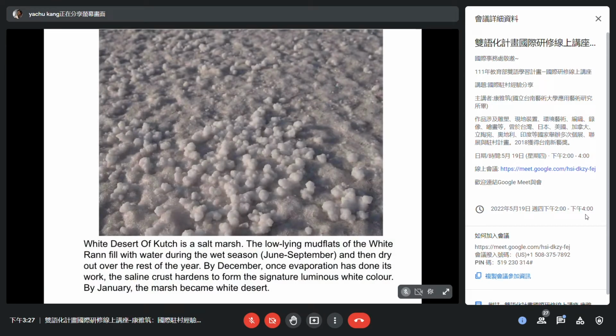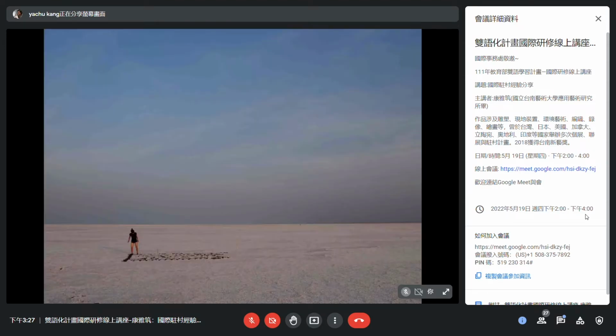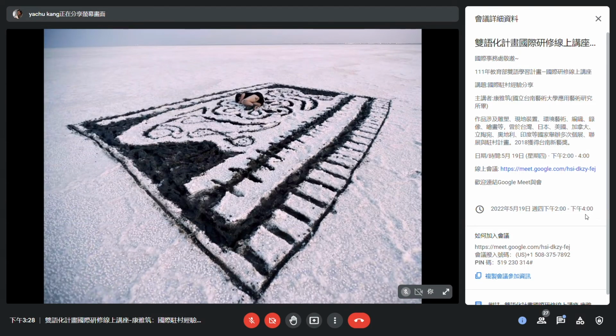So when we visit this location, it's called White Desert of Kutch. It's a salt marsh. So I start using my feet to create a pattern on this white desert because on the surface it's salt crystal, but under the crystal were dirt, and it's very obviously white and black. So I create this kind of like dirt carpet, but it's on the white desert. And the pattern were inspired by the embroidery pattern.